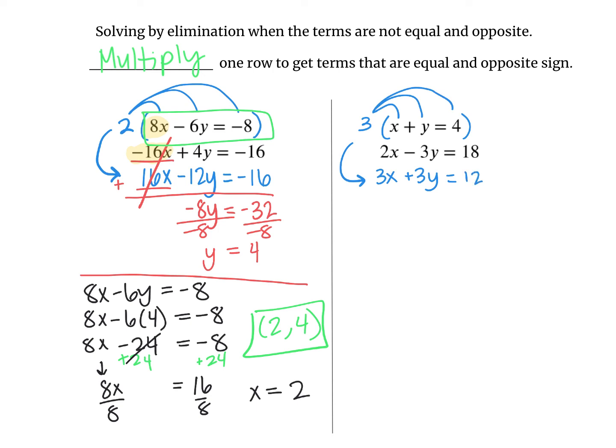Okay, so we multiplied the equation, and now notice our y terms have equal coefficients. They're both 3's, but they're opposite signs. So now we can add these two equations together. 2x plus 3x is 5x. Negative 3y plus 3y, these eliminate, they cancel out. Bring down the equal sign, and then we have 18 plus 12, and that's going to give us 30.